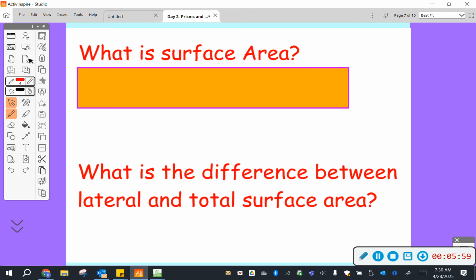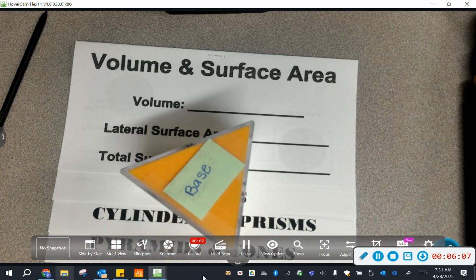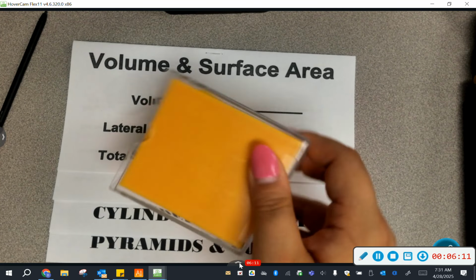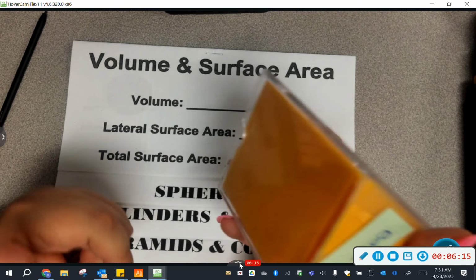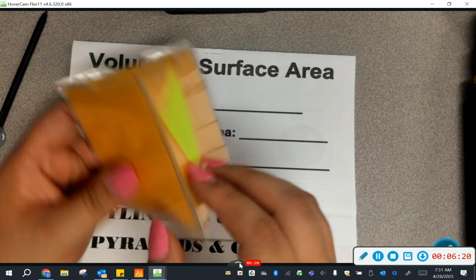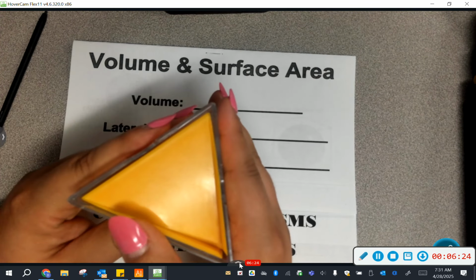I want you to think about if I were to ask you to paint this, what am I asking you to do? I'm asking you to paint the surface. And when you're painting, didn't we learn last unit that's area? So if I ask you to paint this, that's surface area. What if I asked you to wrap this like a present? That's surface area. All right? Surface area is the outside. How much outside covers this shape?